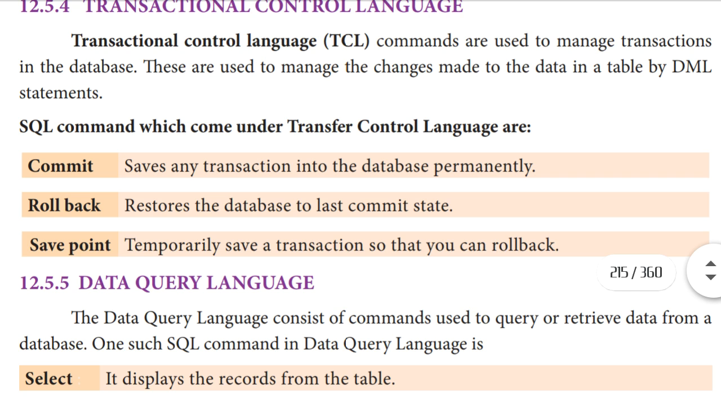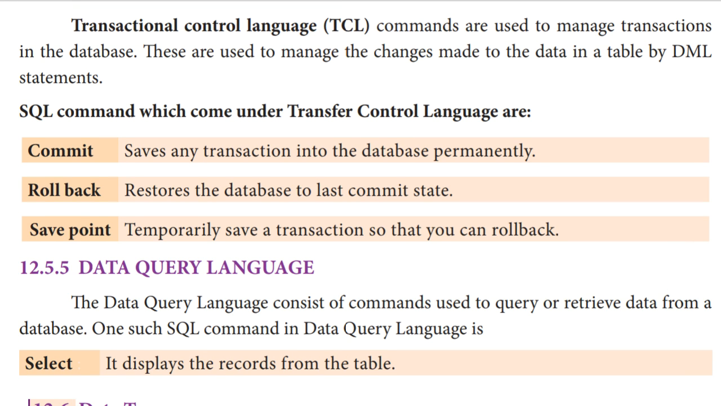Next one is data query language. Data query language consists of commands used to query or retrieve data from a database. One such SQL command in data query language is select. We have only one command, that is select. It displays the records from the table. With the help of this select command we can display the records available in the table, or if you want to display specific data from the table, that also we can do with the help of this data query language SQL command.